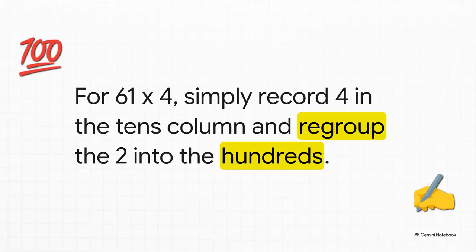Okay, let's see what happens when our numbers get slightly bigger. Let's try 61 times 4 using short multiplication. First, 1 times 4 is 4. Then, 6 tens times 4 is 24 tens. Instead of trying to squeeze it all in, just record the 4 in the tens column and regroup the 2 straight into the hundreds column. That gives us a total of 244.